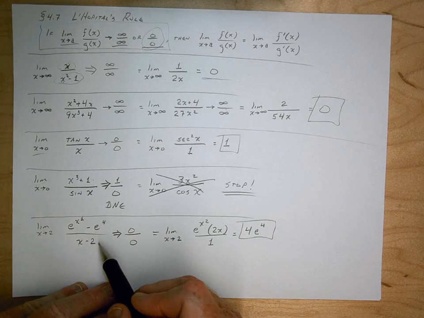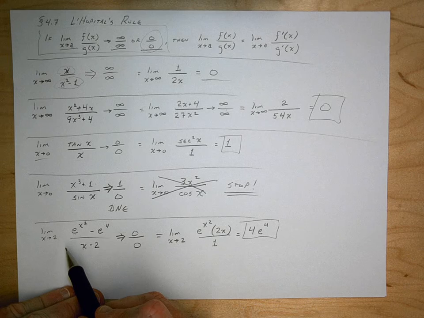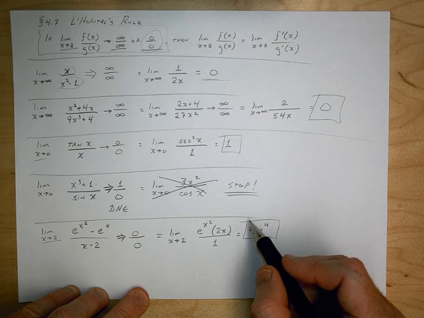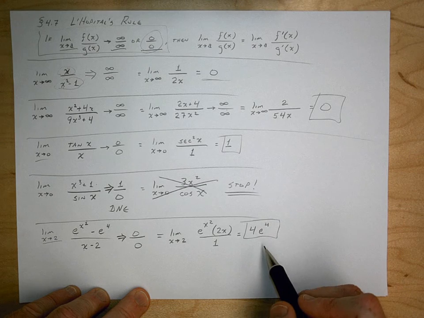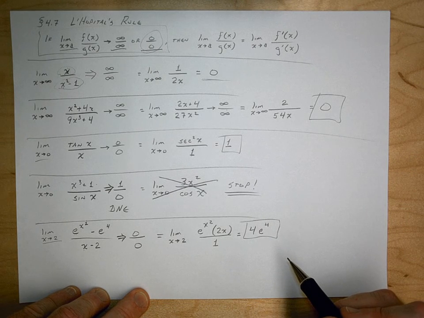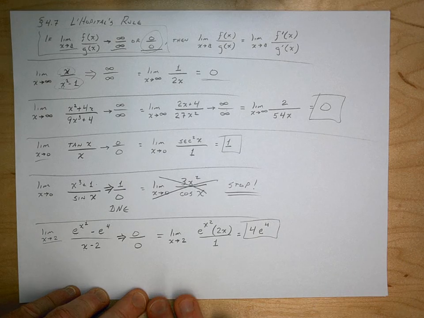So if we attempted to graph this function, it would clearly have a hole at x equals 2, and yet we know approaching that hole we're going to get y values that are very, very close to 4 times e to the 4th. So those are some examples using L'Hopital's rule. I hope that made sense.